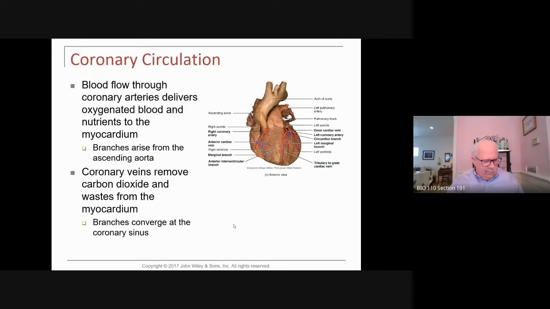Okay. How does the heart itself get blood? It gets its blood from the coronary circulation. There are coronary arteries and coronary veins. The coronary circulation supplies the heart muscle with blood. The coronaries are a branch of the aorta. So all the coronary arteries come from the aorta.